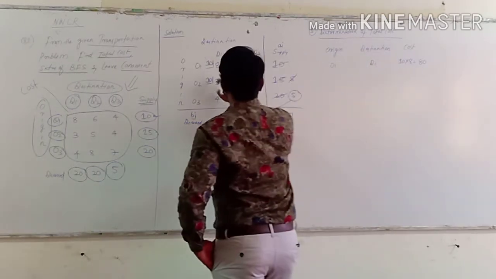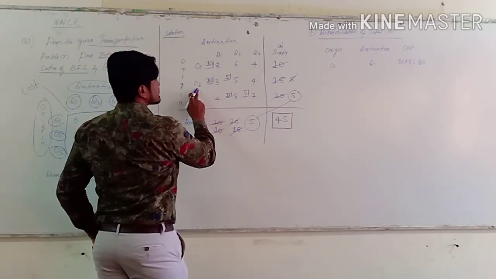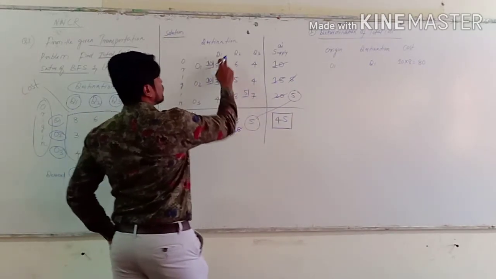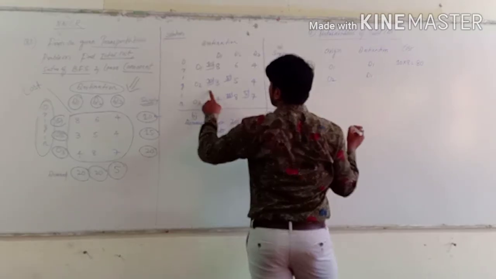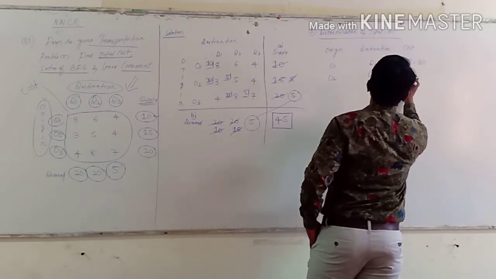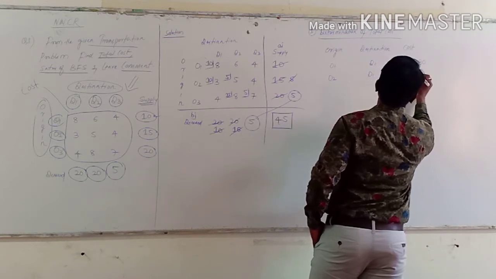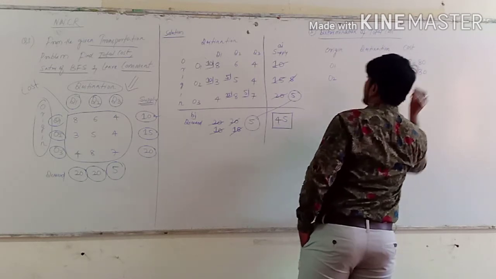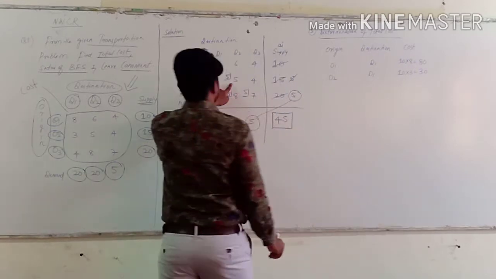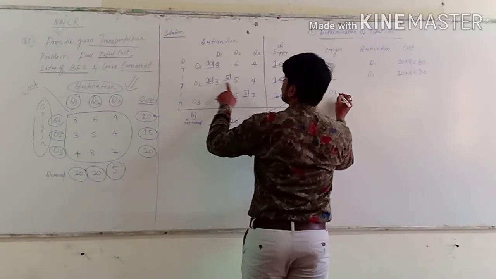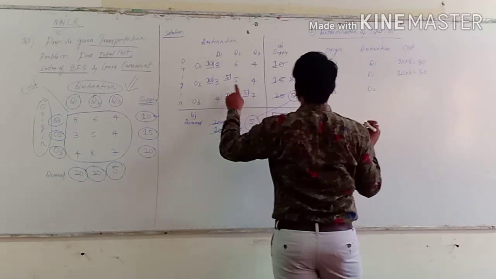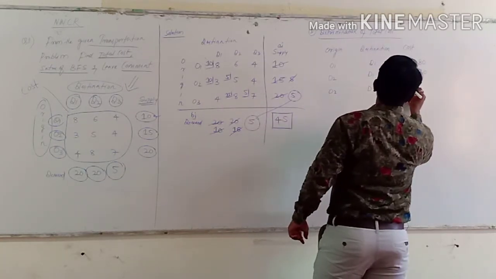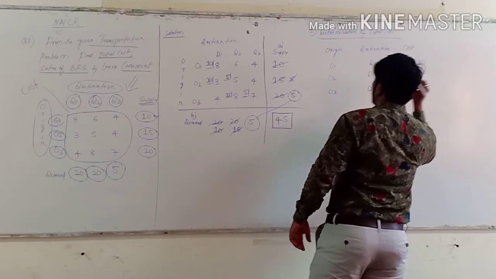Fine. This is done. The second allotted cell is O2 D1. We write O2 D1. The multiplication is 10 into 3. 10 3s are 30. Next allotted cell is origin 2, destination 2. 5 5s are 25.